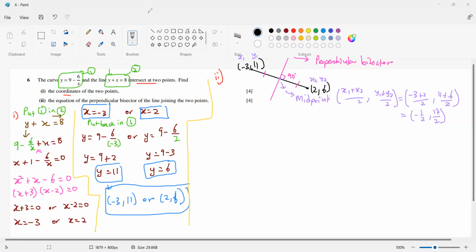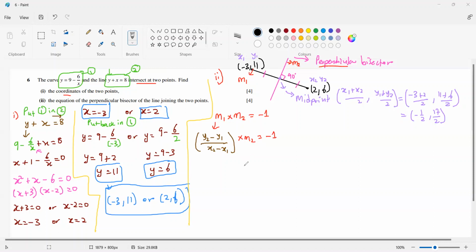For the second part, we take a closer look at the word perpendicular. The word perpendicular tells me that the gradients of the two lines, let's say this gradient we call M1, and this gradient we call M2, satisfy the theorem that for perpendicular lines, M1 times M2 is -1. The M1 part we can calculate using the formula y2 minus y1 over x2 minus x1, and then this is M2, with M1 times M2 equals -1.